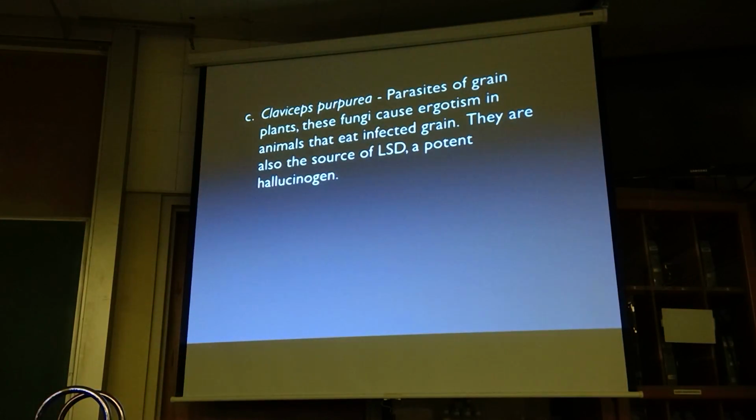Another potential toxic fungi if you ingest it is Claviceps purpurea. So when I was introducing Claviceps in the laboratory, I said that these are fungi that parasitize plants. They cause a disease in plants called ergot, and then if animals eat the infected grain, it causes ergotism. But they also produce this substance that is equivalent or can be used to make LSD, which is a hallucinogenic toxin.